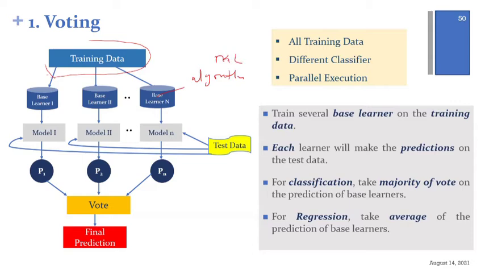a machine learning algorithm. So I can decide to have KNN here, k-nearest neighbor. I can decide to have support vector machine here. I can decide to have decision tree here. So gather together as many algorithms as possible, preferably different algorithms.